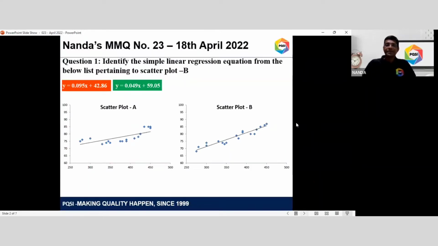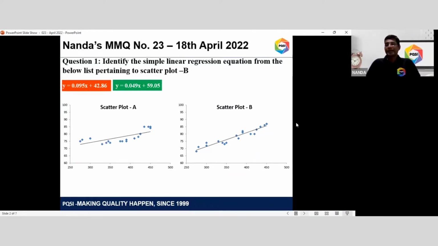Here's the first question. Identify the simple linear regression equation from the below list pertaining to scatterplot B. Okay, so let me explain this question. There are two scatter plots that I have shown in this slide. This is scatterplot A and this is scatterplot B.